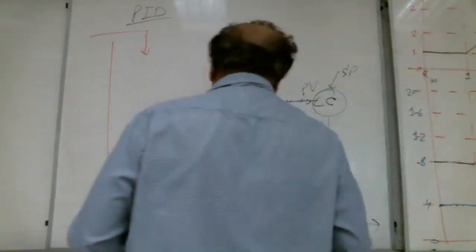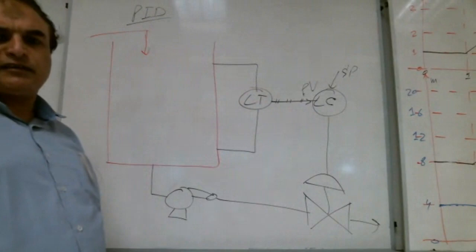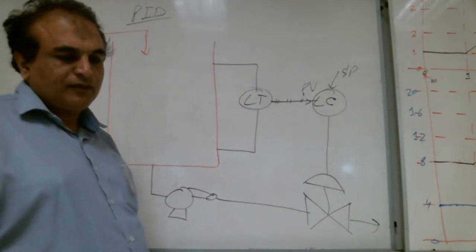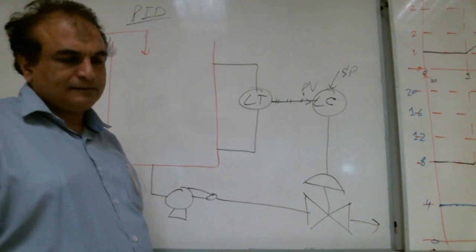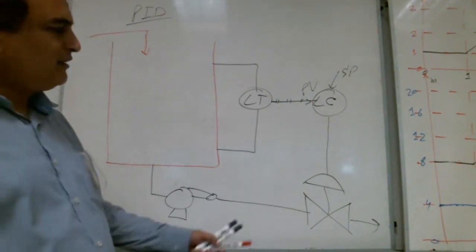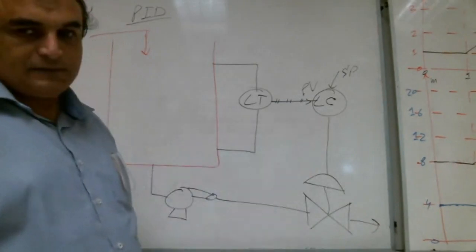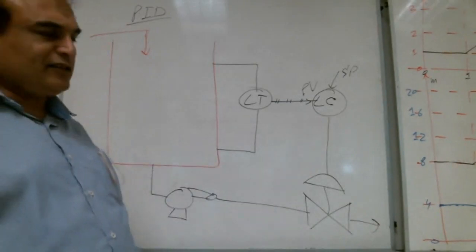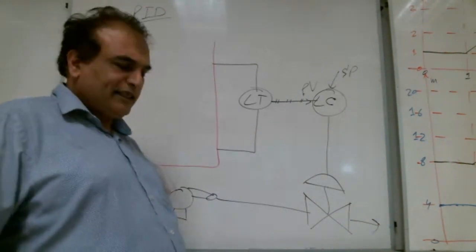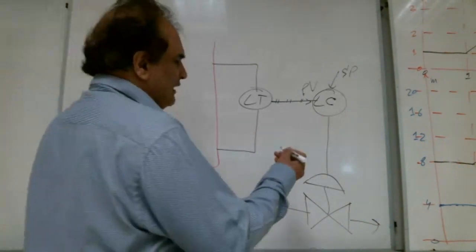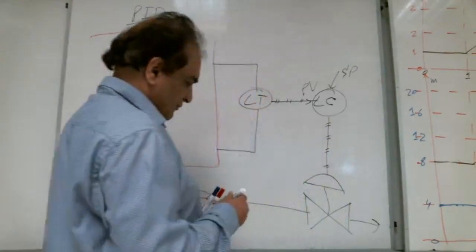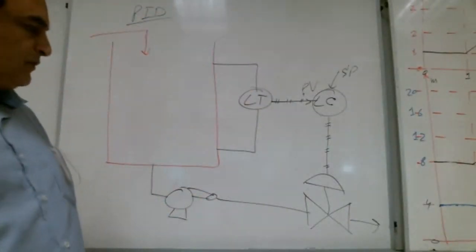Yes, Shabab. Output of the controller is what? Pneumatic or electric? Electric, teacher. Read the question. Pneumatic. A lot of brothers are writing pneumatic. Is this a pneumatic signal, Shabab? No. We need to make it pneumatic. So again, we'll do this thing. Pneumatic signal. Right, Shabab?